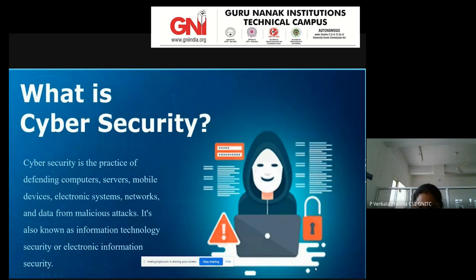So cyber security is mainly all about protecting our devices and our networks from unauthorized access, or from unauthorized persons modifying our information.